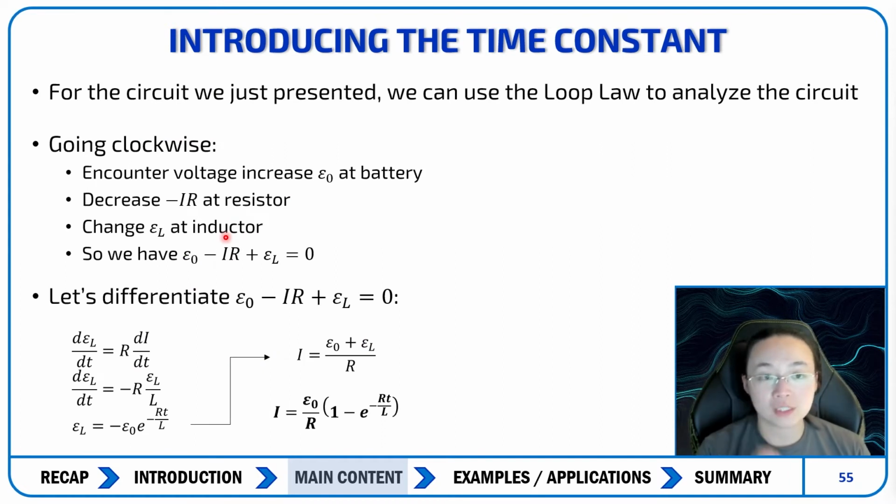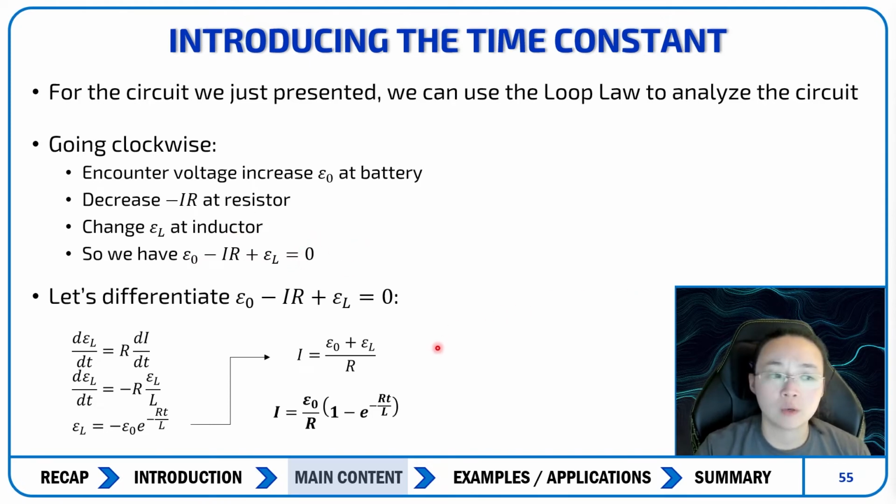So let's introduce a time constant because it is required for analysis of induced EMFs. For the circuit we just presented, we can use Kirchhoff's loop law. Going clockwise, we have a voltage increase at the battery source, a decrease at the resistor, and a change of epsilon L at the inductor, which is the back EMF from the inductor. So we have epsilon naught minus IR plus epsilon L equals 0.